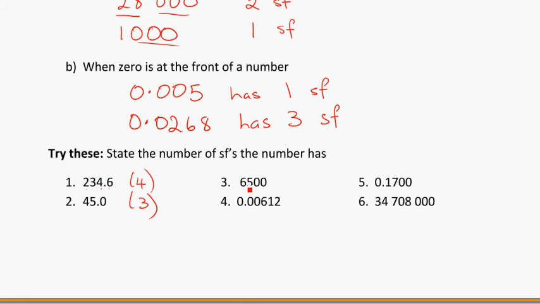Third one, 6500, only has 2 significant figures because those 2 zeros are not significant, they're just at the end of a number. Number 4, these zeros are not significant, they're not counted as significant because they're at the beginning of a number, and so that is 3 significant figures.